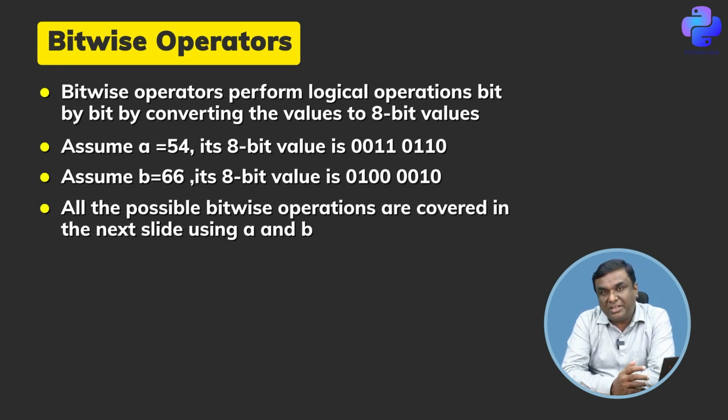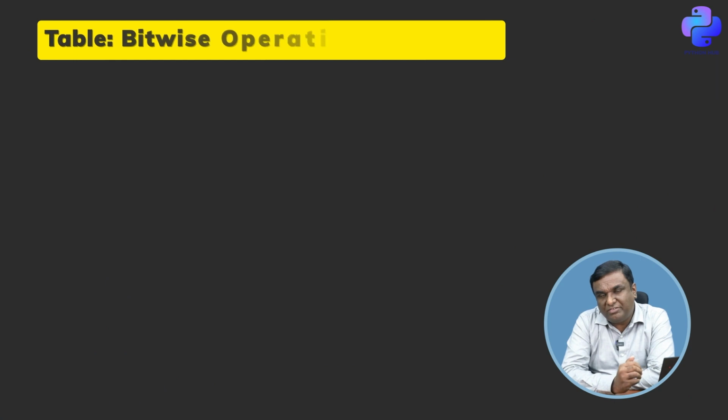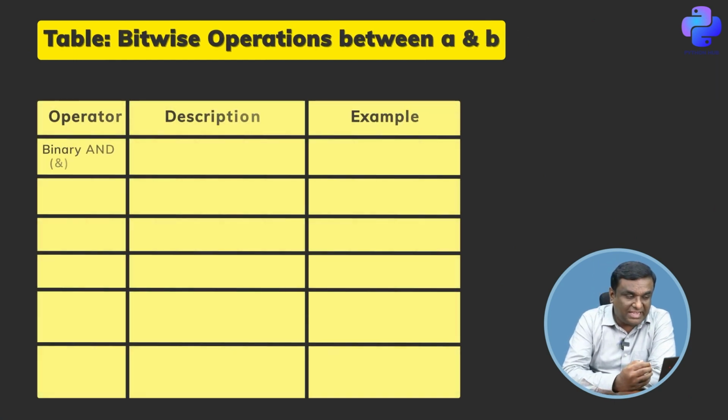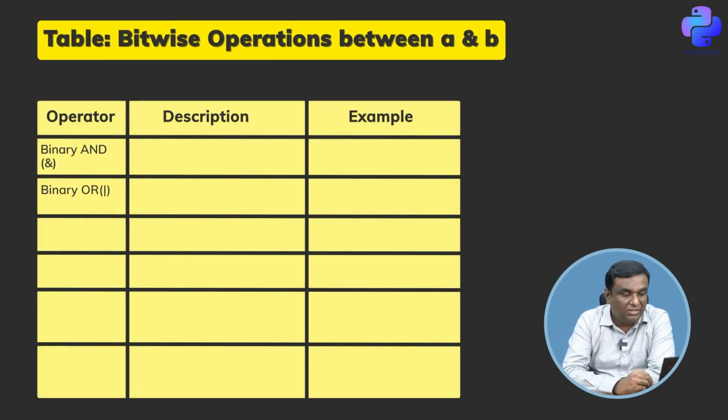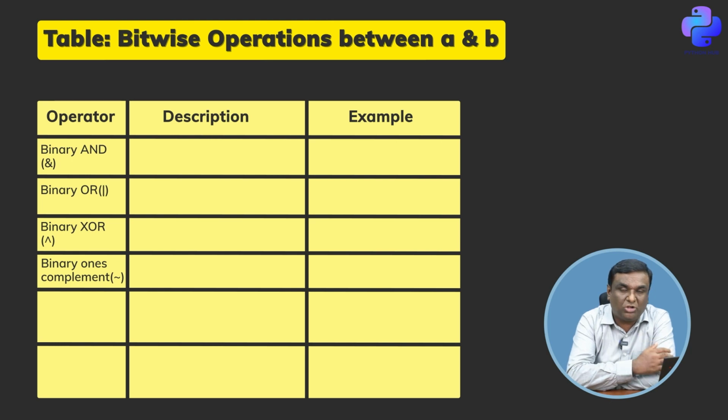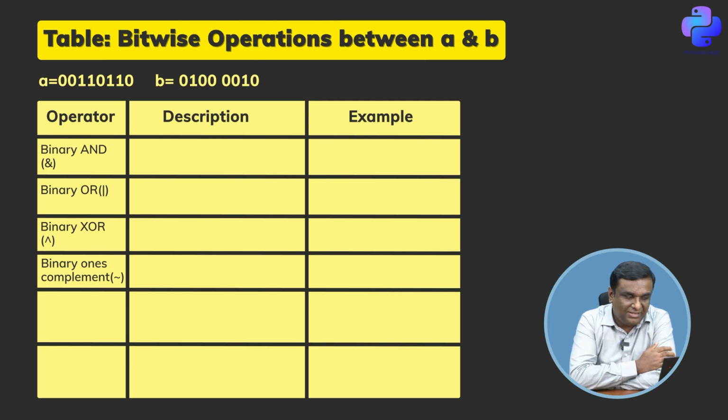So what kind of operations can you do? When we talk about bitwise operators, we have bitwise AND, bitwise OR, bitwise XOR, bitwise ones complement, binary left shift, binary right shift. These are all the different operators that exist when we talk about bitwise operations between two variables A and B. I'll explain it to you one by one.